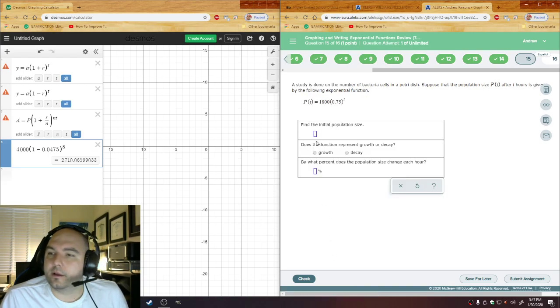Consistency, Alex. All right, find the initial population size based on this. So we kind of saw this earlier. There was a question about initial size. This time it's 1,800. It's the number up front. And then this says, is it growth or decay?